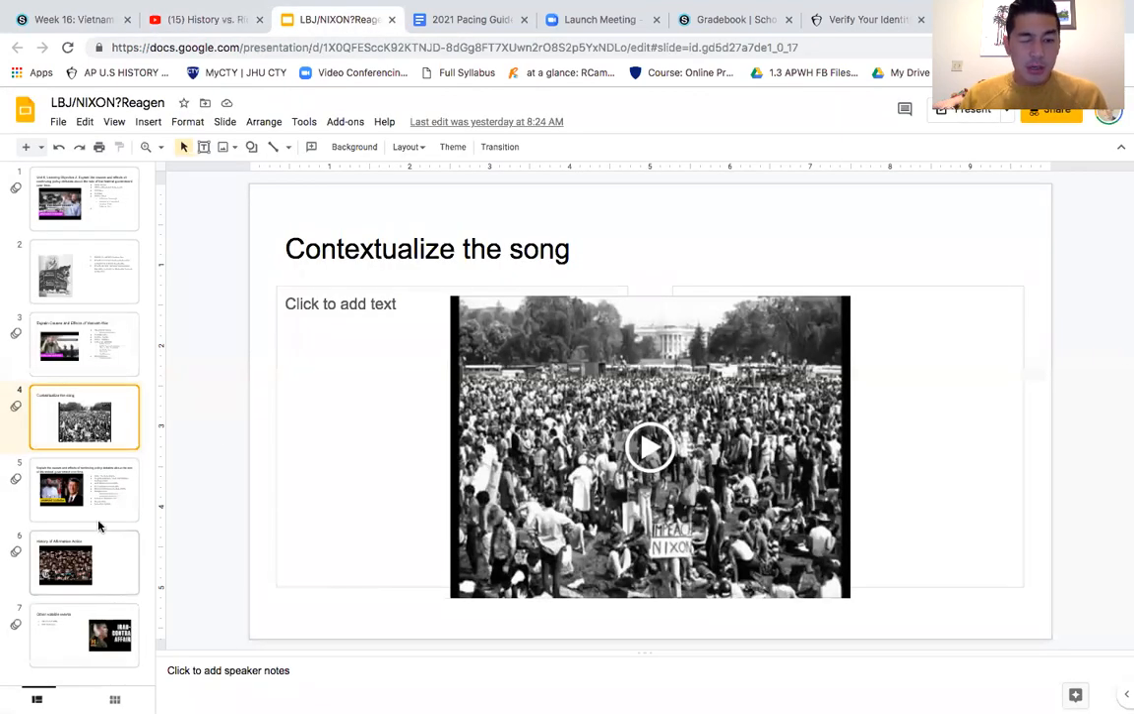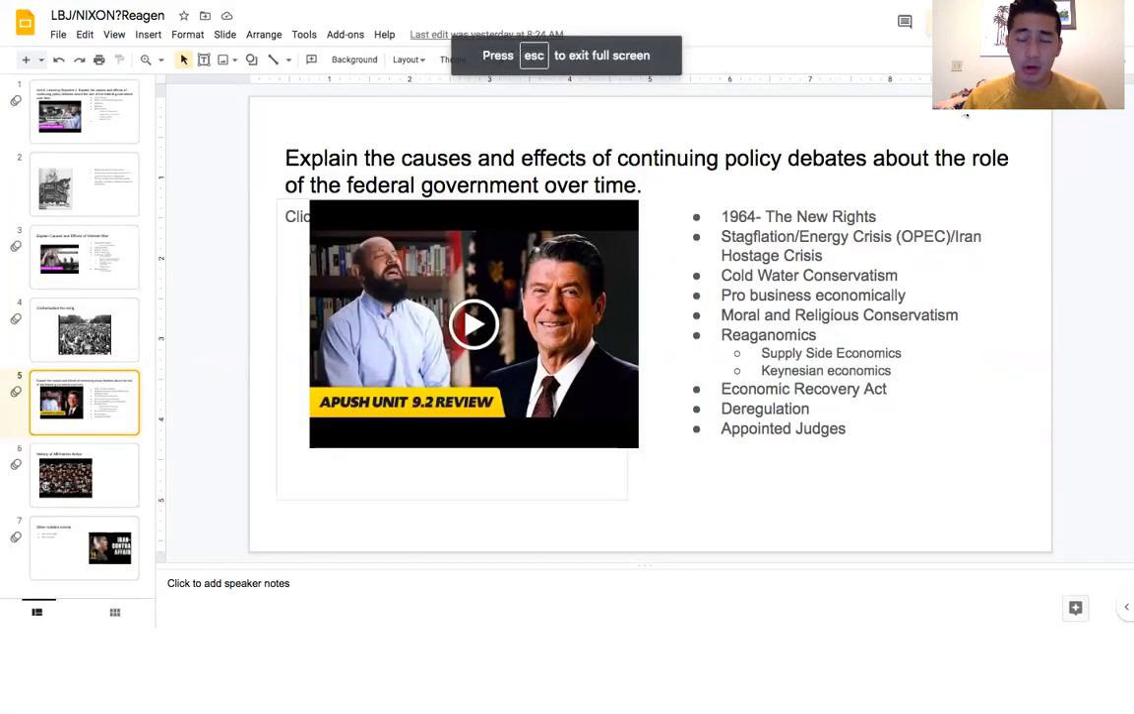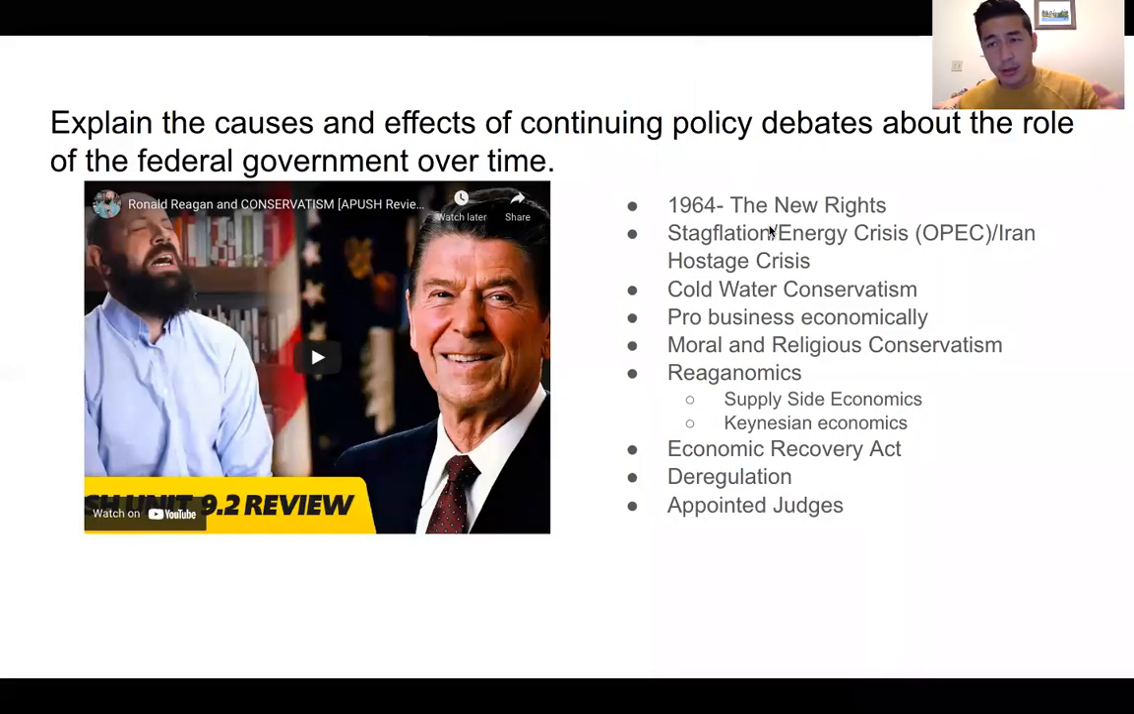You want to make sure that you understand the Reagan administration, right? A couple things. I'm going to have you watch this video on your own, but you've got to know that in 1964, we're getting what we call the New Right. So you're getting this reformation of the Republican Party. Now, Ronald Reagan is able to win the election, specifically in the 1980s, because of three things: stagflation, the energy crisis, and the Iran hostage crisis. So put these into context.